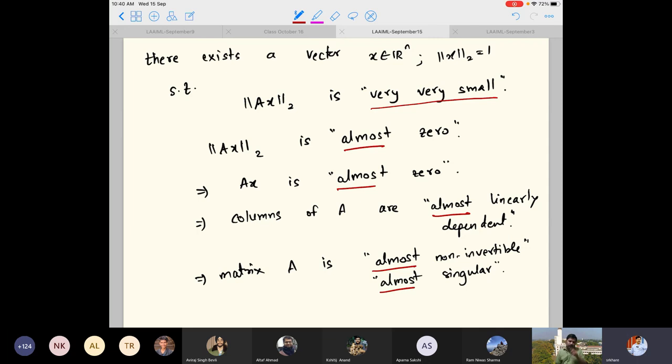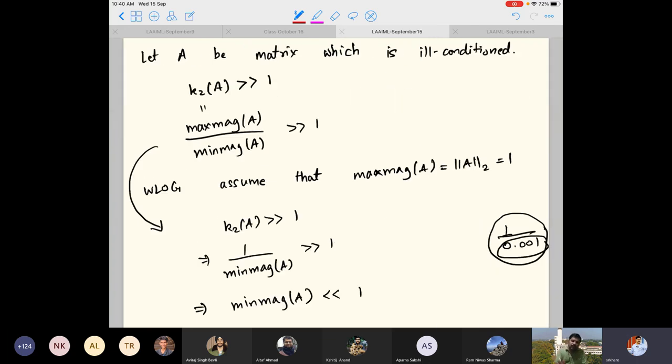So what it really means is that the columns of the matrix A that you started with are almost linearly dependent. That means that there is a redundancy amongst the columns of A, a linear redundancy. Of course, we are not talking of non-linearity here, but the columns of A are almost linearly redundant. That means that there is one column which can be written as a linear combination of the remaining columns.